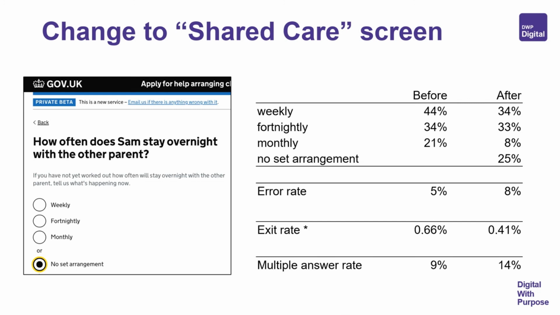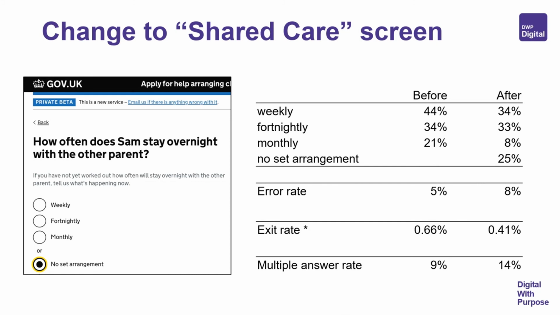And then the final piece of the jigsaw is the multiple answer rate, by which I mean, are people answering that question more than once? Are they choosing more than one of the radio buttons? Before we made the change, about 9% of sessions were answering the question more than once, and that's gone up to 14%. And again, that is a significant change.